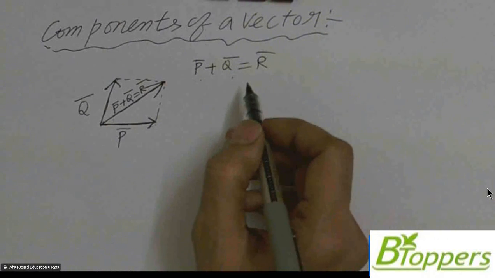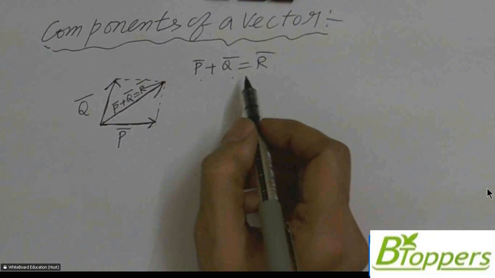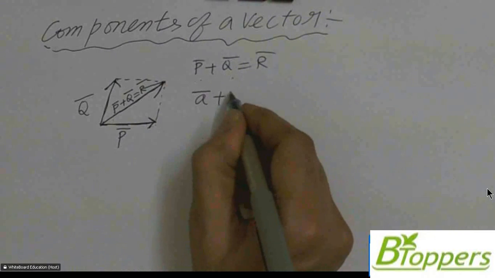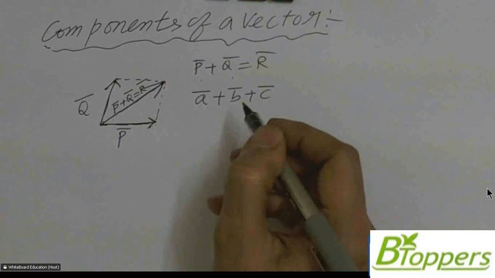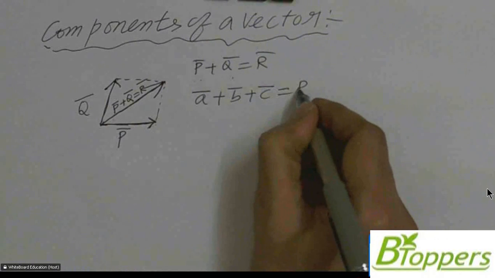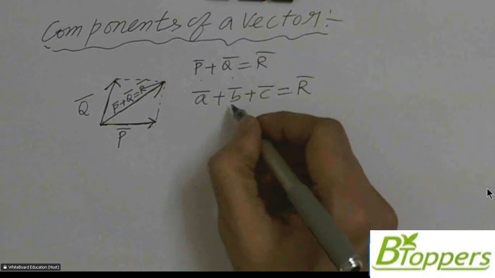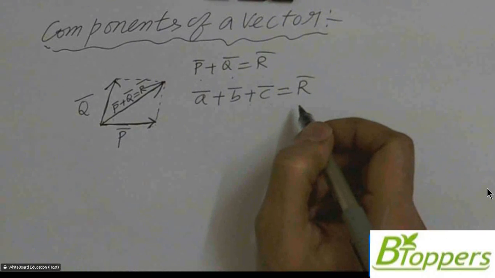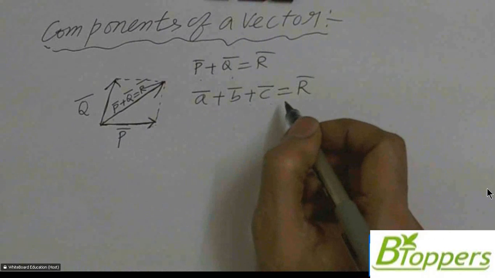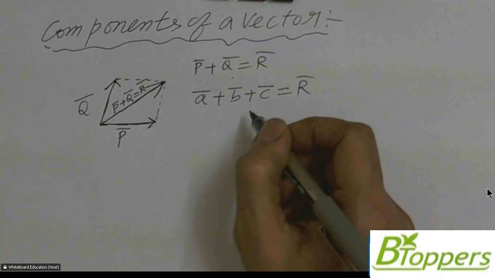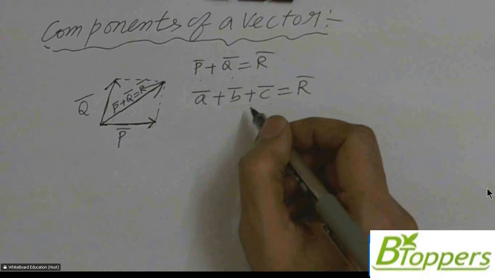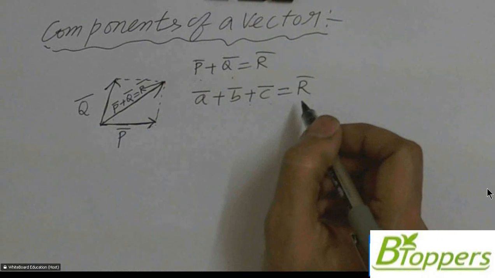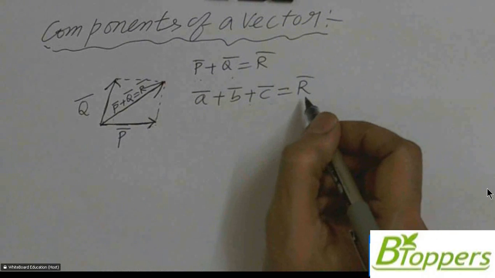It's not necessary that there are only two components for a given vector. Suppose the vector sum of three vectors a bar, b bar and c bar gives you the vector r bar, then the three vectors can be called the component vectors of r bar. That means in general, those vectors whose vector sum gives the vector r bar can be called the component vectors of r bar.